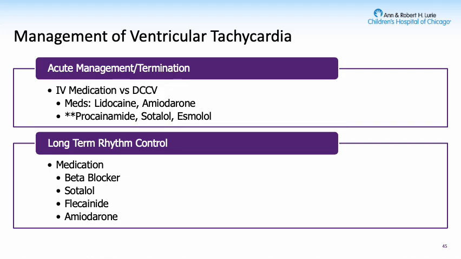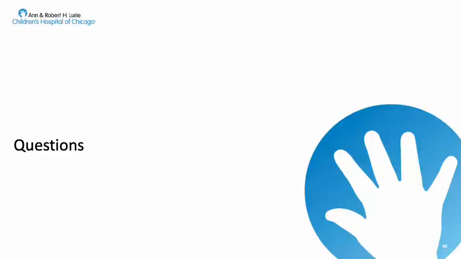Long-term rhythm control. For ventricular tachycardia, it's often a beta blocker, sometimes one of these other stronger therapies. But for accelerated ventricular rhythm or AVR, we often don't treat those kids. We just watch them and see what happens over time because we know that those focuses are going to burn out. This concludes the sort of iterative portion of this lecture series.